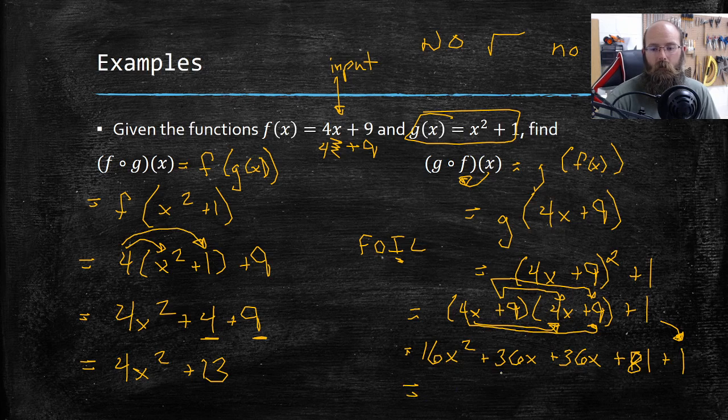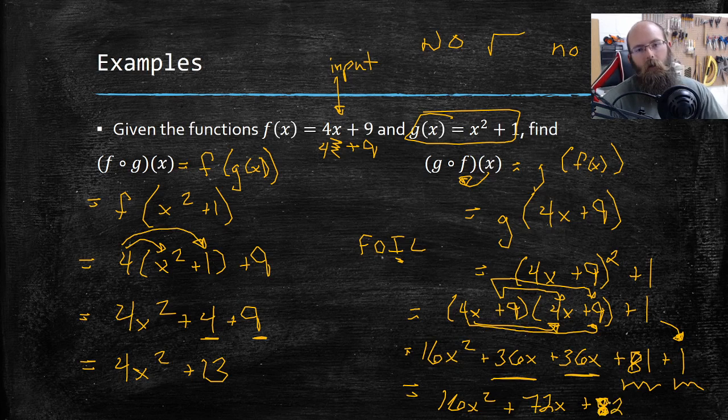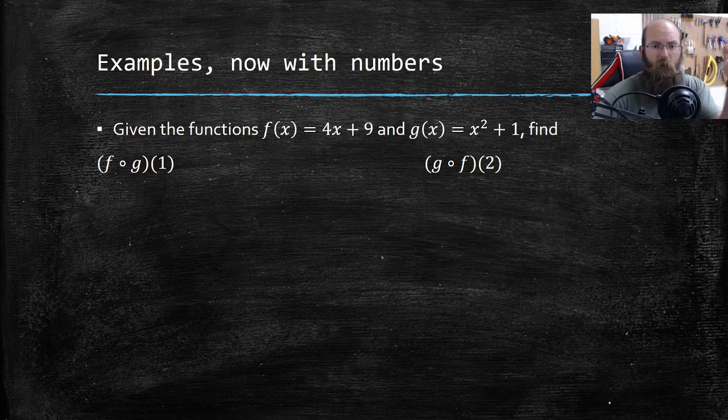Now I can combine like terms. I have a 36x, and an 81 and a 1 are both like terms. So I have 16x squared plus 36x plus 36x is 72x's. 81 plus 1 is 82. I know, the numbers get a little bit big, but use your calculator. It's not too shabby. All right, let's keep going with more examples.